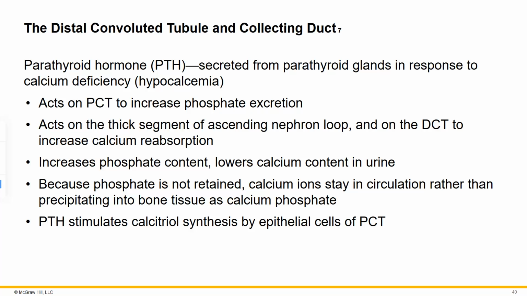Because phosphate is not retained, calcium ions stay in circulation rather than precipitating into bone tissue as calcium phosphate. Parathyroid hormone stimulates calcitriol synthesis by the epithelial cells of the PCT.